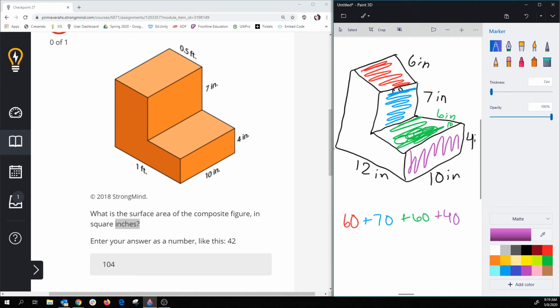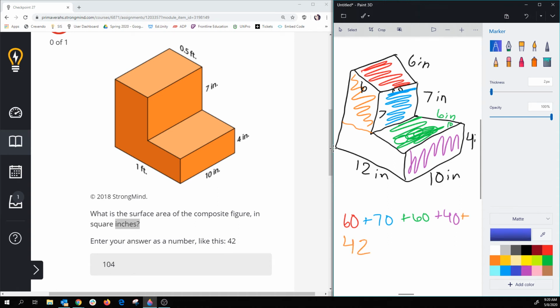Then let's do orange next. I'm going to cut this one like this and do this side here, which would be 6 times 7, because again, I'm just bringing these units across my figure. So 6 times 7 would give me 42.